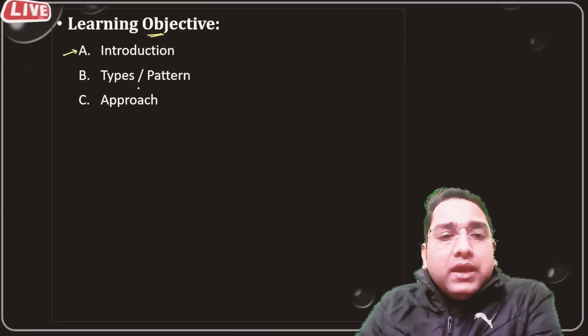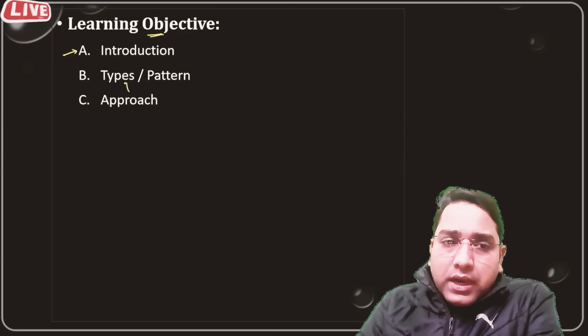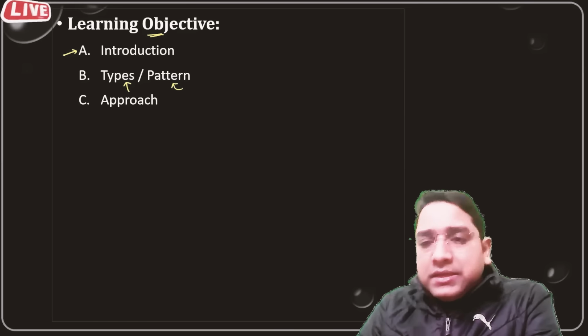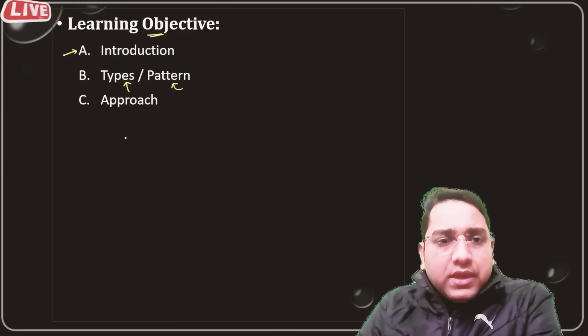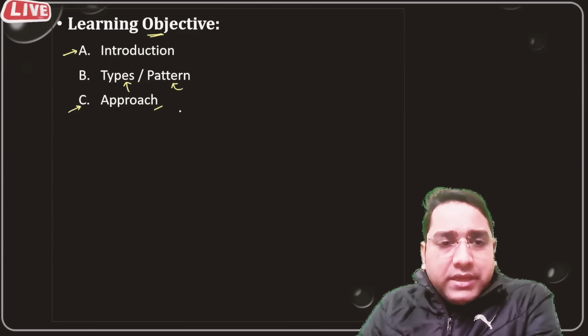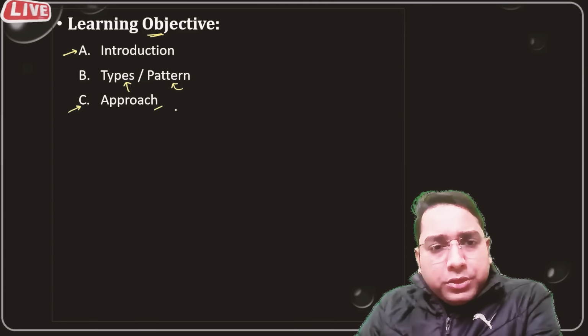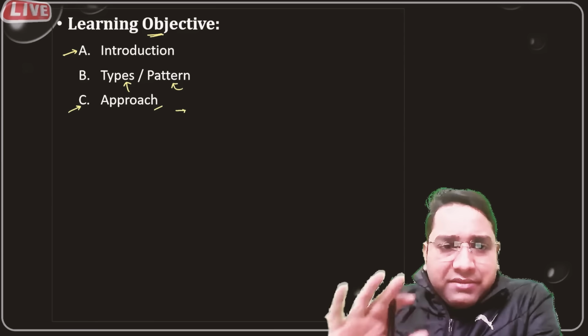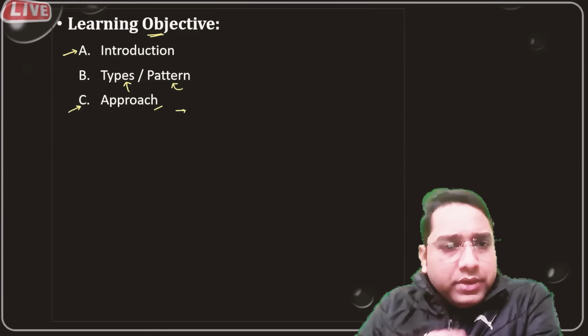This is one thing. I'll be telling you how many types or what patterns can be made in this particular topic. And then we will be talking about the approach that you should follow to solve these questions. And one thing, that approach for each type can be different. Everybody please comment and tell me whatever I have explained till now is clear.